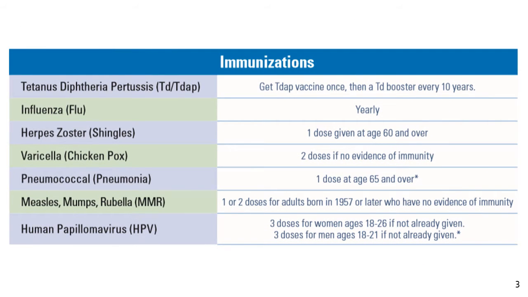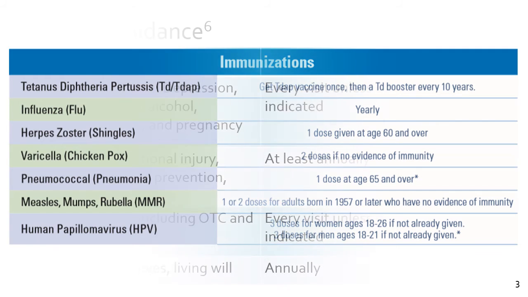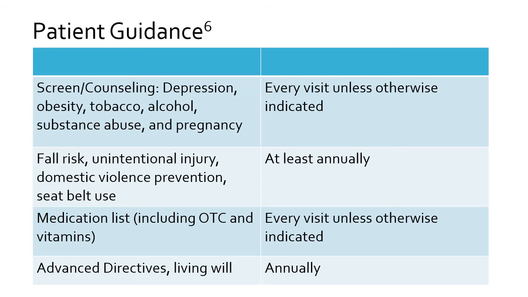These are the recommended vaccines for adults, including the ages at which they are recommended. During the adult wellness visit, we need to screen and provide counseling as well as anticipatory guidance on aging. So we should screen for depression, obesity, tobacco, alcohol, substance abuse, pregnancy. We should screen for fall risk, injury, domestic violence, seatbelt use. And we need to review the medications, and then we need to discuss advanced directives with each patient.